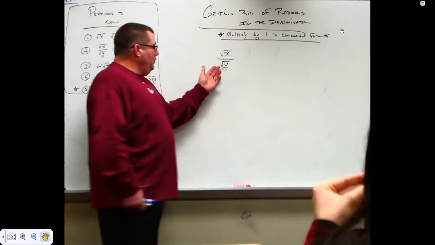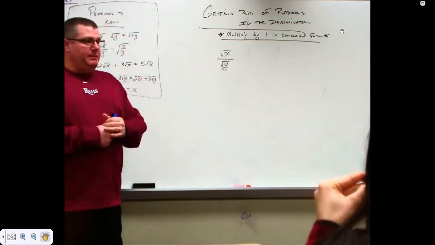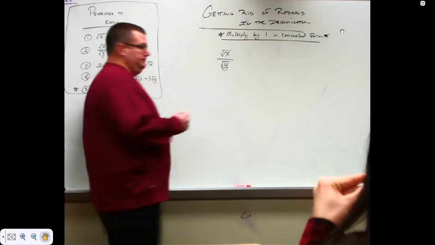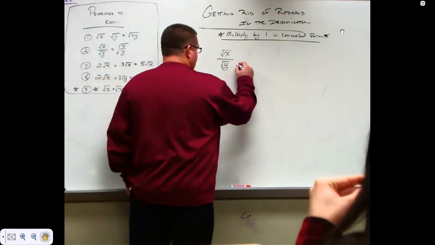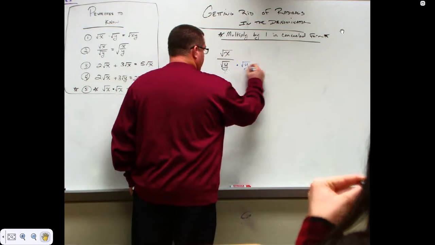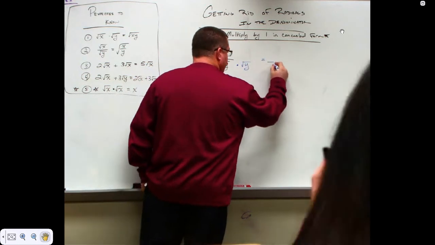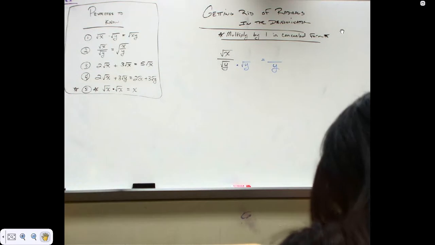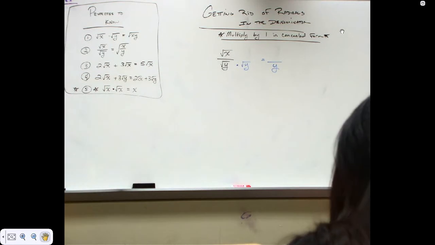So, if I don't want the square root of y to be there, what could I multiply it by so it would not be there anymore? If I multiply it by square root of y, over here, I would just have what in the denominator? I would just have a y, would I not? Does everyone agree with that? So that would get what I want done.